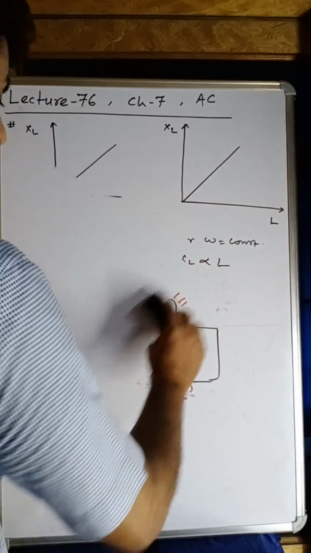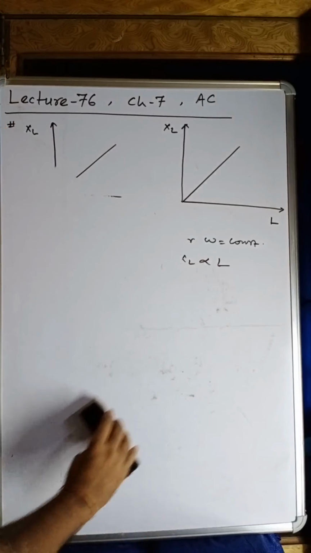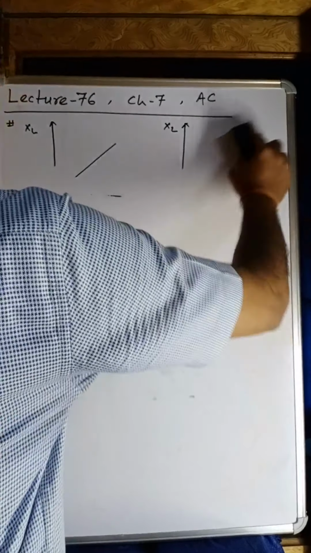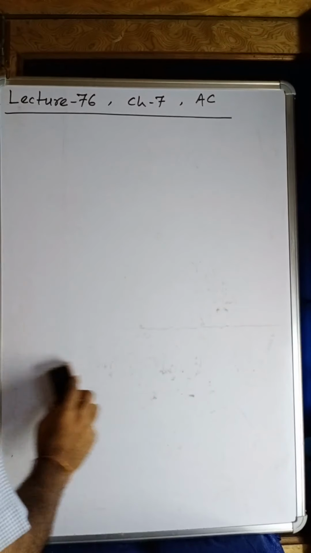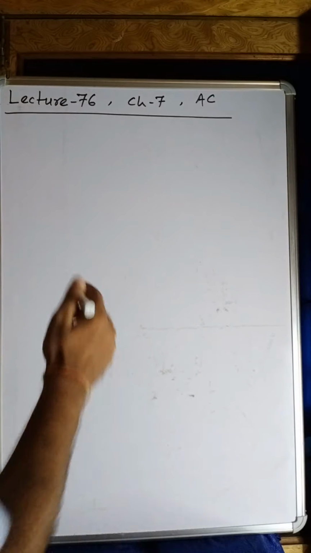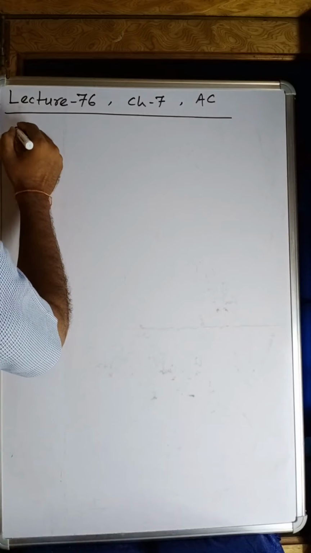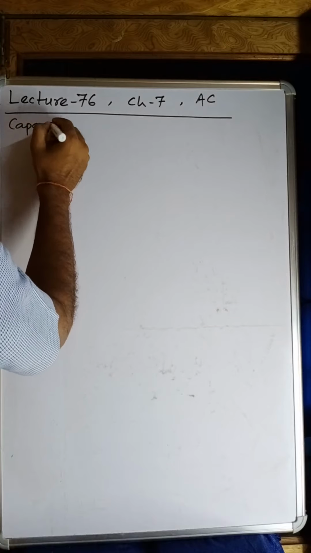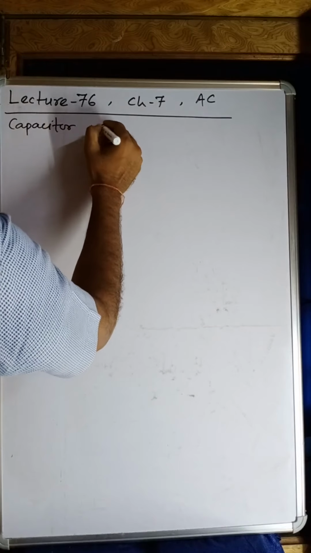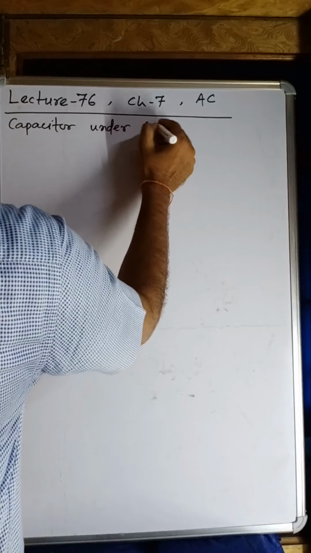Now, next circuit will start. It is the capacitive circuit. In this circuit, I know that you can draw the phasor diagram by yourself. You can draw the sinusoidal graph by yourself. Even you can calculate the average power as well. Okay. Here, capacitor under AC supply.